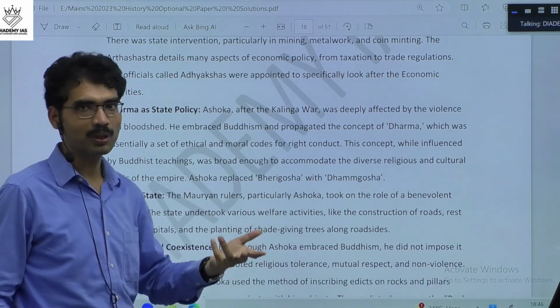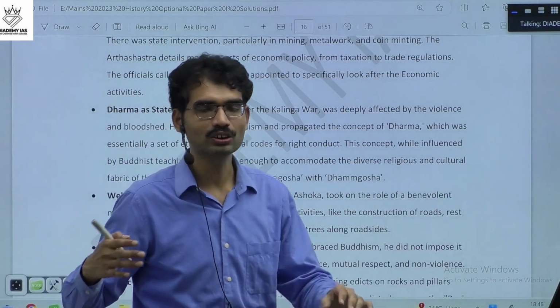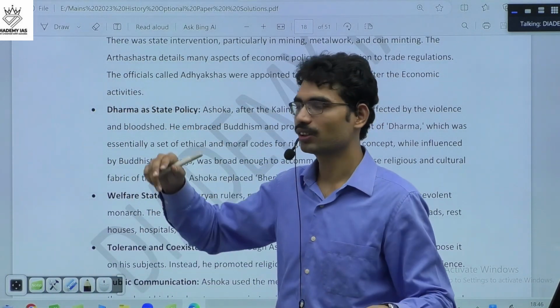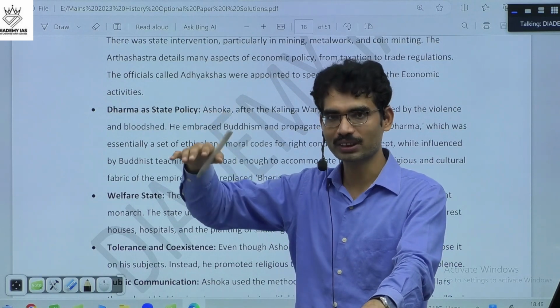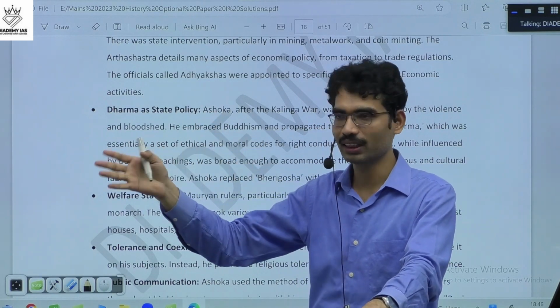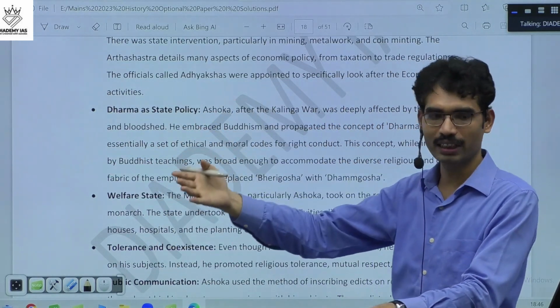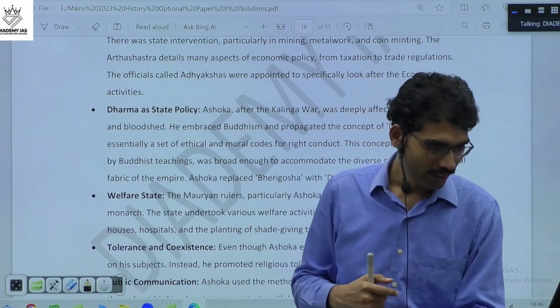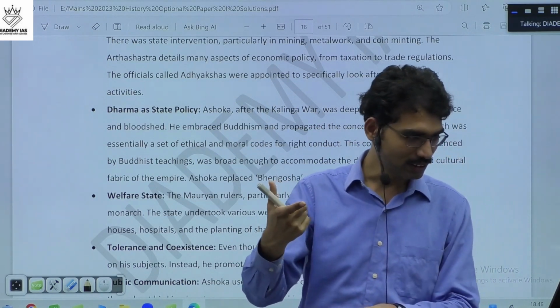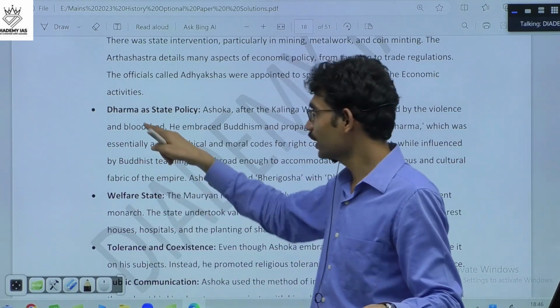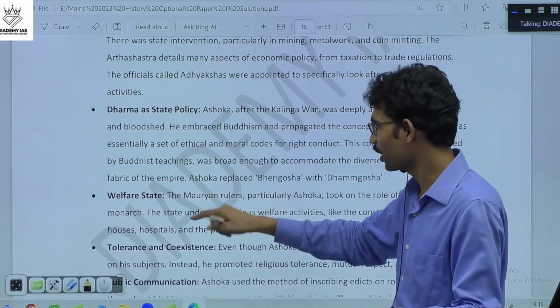Dhamma as state policy. When it comes to Ashoka, Ashoka followed Dhamma, so that all kinds of religions, all kinds of sects, lived peacefully in his empire. That is the state policy. He erected pillars to address people, to give instructions to people. Very good. So that is Ashoka's policy.